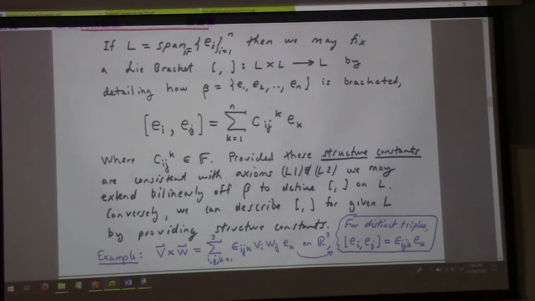So for example, the structure constants for the cross product algebra, one of my favorite formulas from Calculus 3, is that the formula for the cross product of v and w is the sum over i, j, k from 1 to 3 of epsilon_ijk v_i w_j e_k. And if you focus your attention just on the basis elements, if you take e_i cross e_j, you get epsilon_ijk e_k, in the sense that e_1 cross e_2 is equal to epsilon_123 e_3, right? And so the structure constants for the Lie algebra of R^3 paired with the cross product are the Levi-Civita symbol, which we can also use to build the cross product.